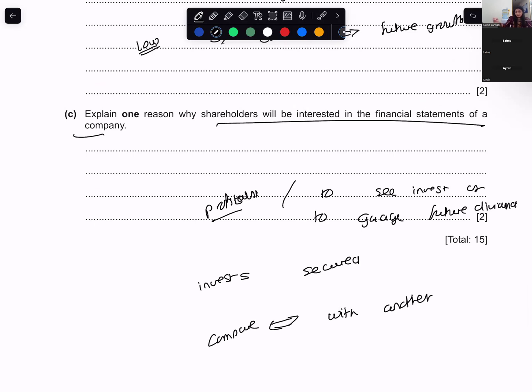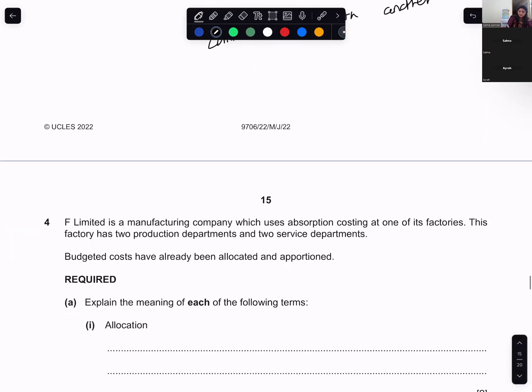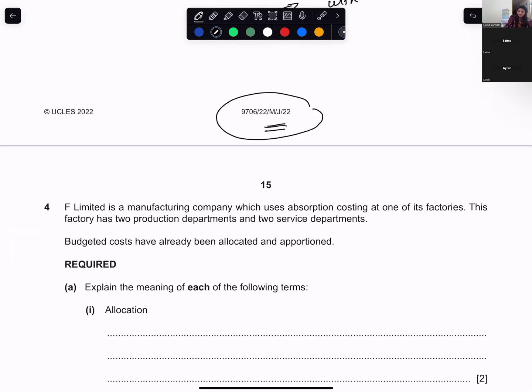So this completes question number 3, May June 22, paper 22, which is on ratios.